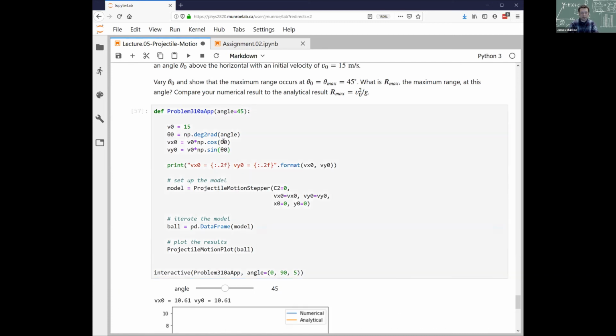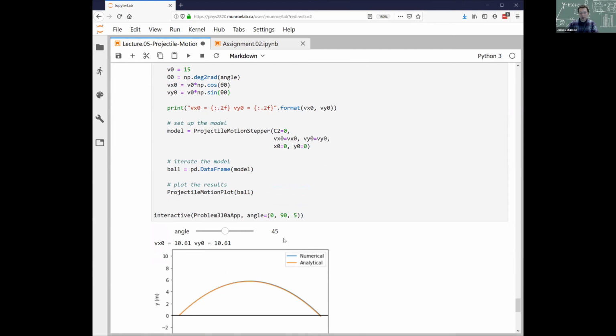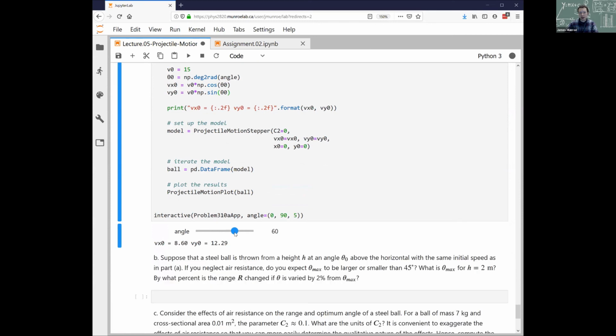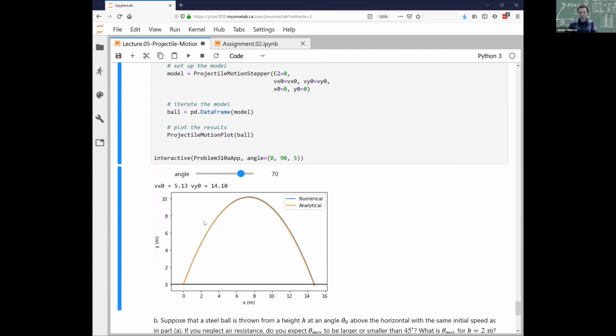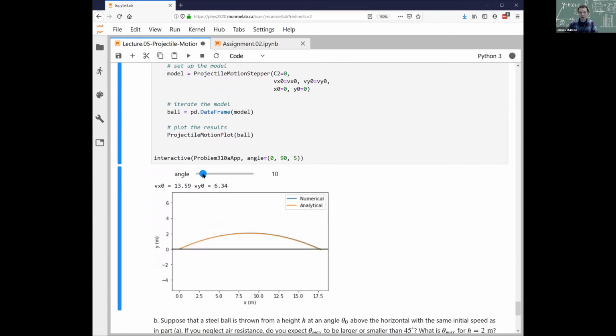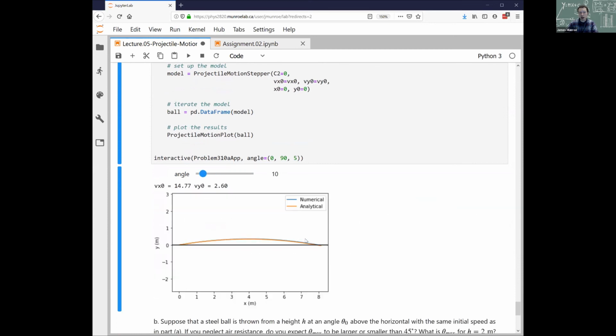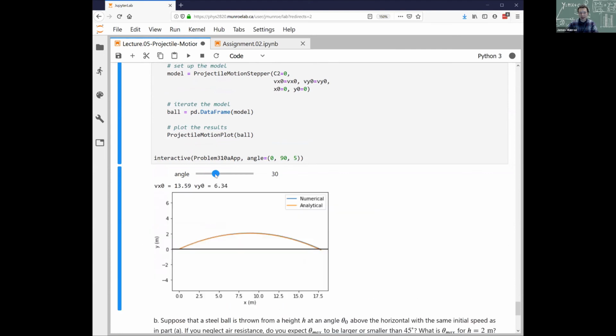Here we go. Now I have a test program. An angle of 45 degrees is indeed 1061 and 1061. So if I increase the angle, it gets steeper and steeper. If I decrease the angle, it gets shallower and shallower. That makes sense all the way through.